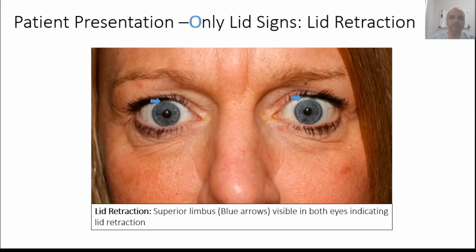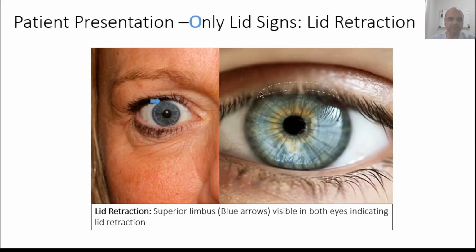So this is what lid retraction looks like. And as you can see the superior limbus. Normally you can't see the superior limbus because the upper lid covers it. And this is a very symmetrical bilateral lid retraction. If I can bring in the normal picture, this was the normal picture in which the upper lid covers the upper 2 millimeters of the cornea. So you can't see the superior limbus. Here you can see the superior limbus, and this is what lid retraction is.